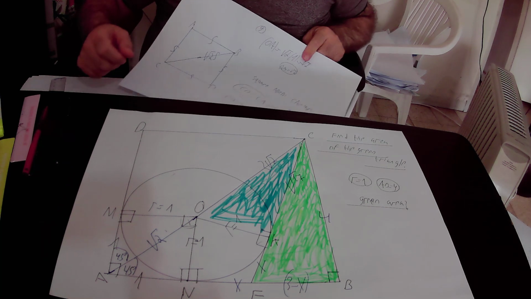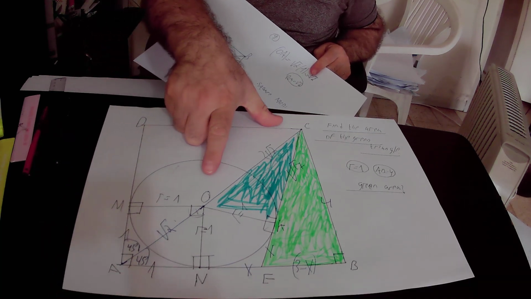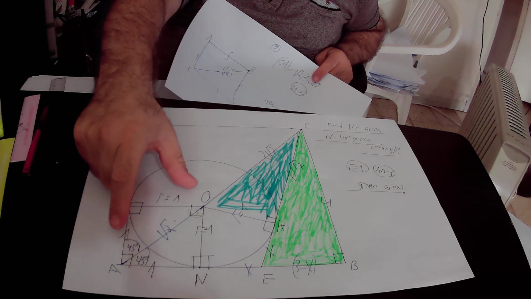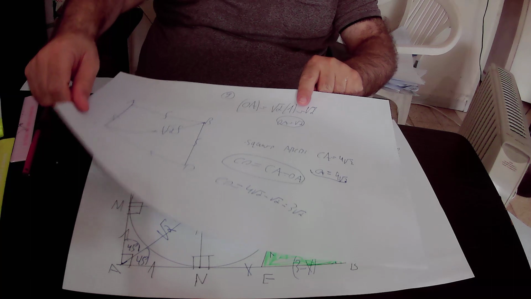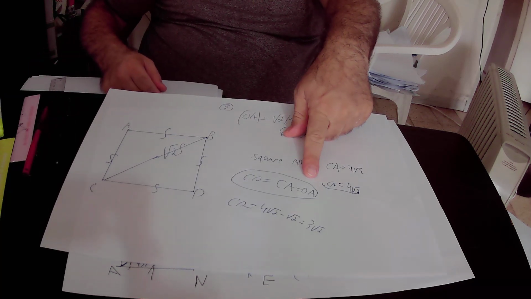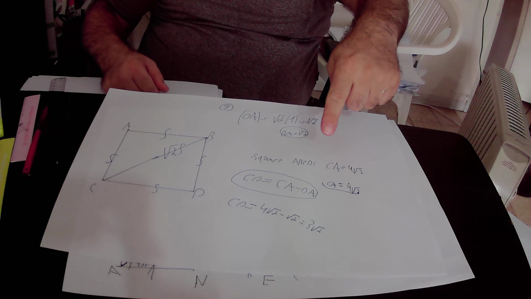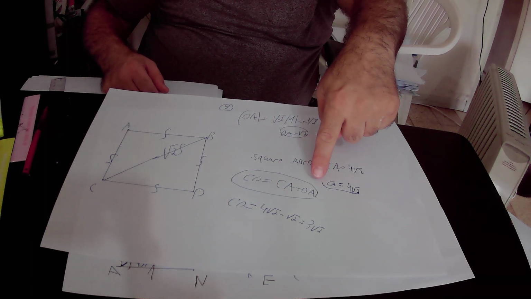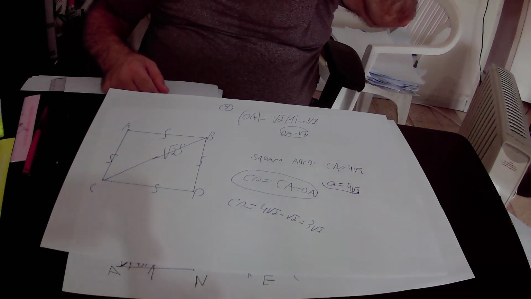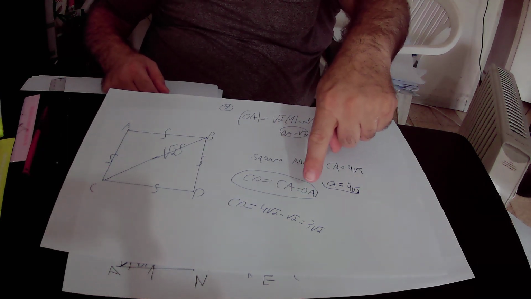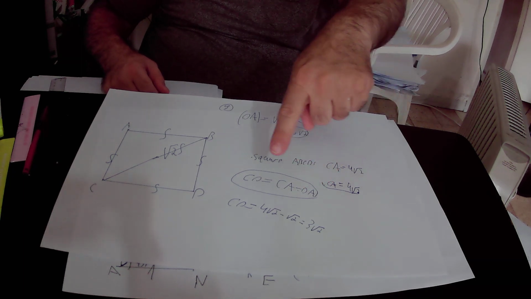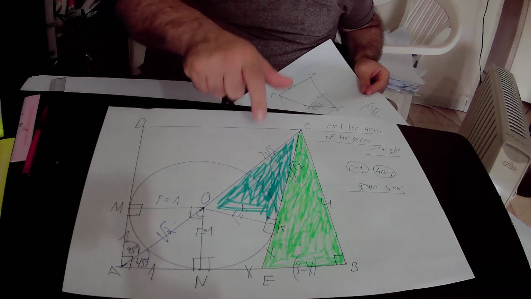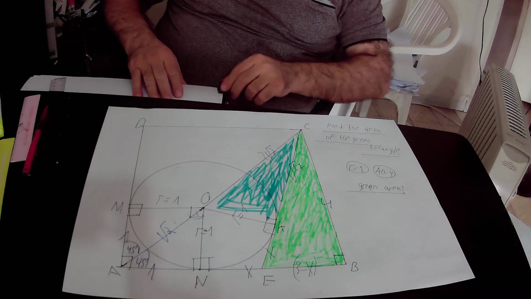And then we found the value of CO. CO, as you can see from the drawing, equals CA minus OA. So CO equals CA, which is 4 times square root of 2 units, minus OA, which is square root of 2 units. In conclusion, CO equals 4 times square root of 2 units minus 1 times square root of 2 units. That is to say, CO equals 3 times square root of 2 units.